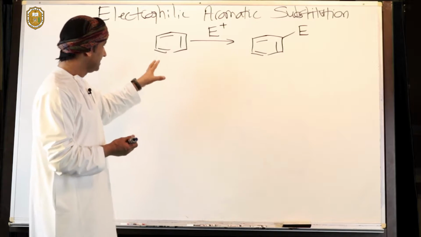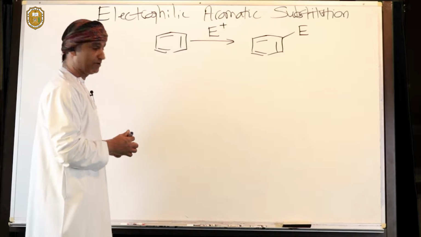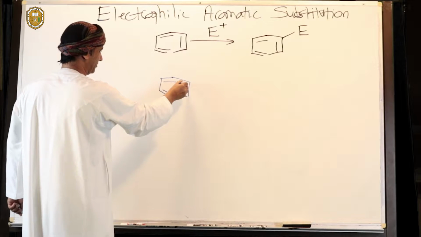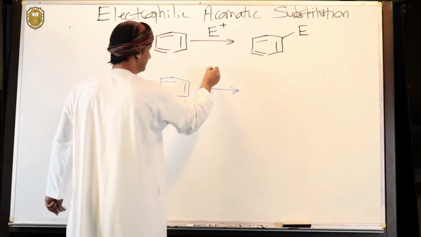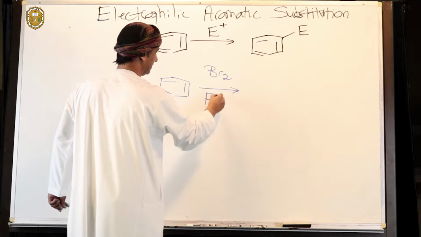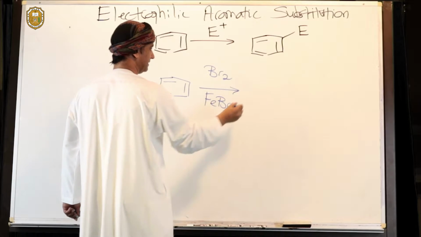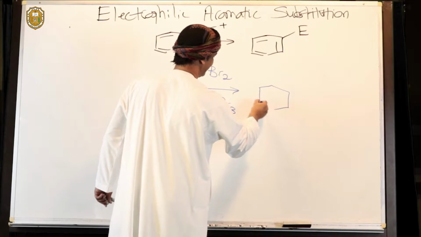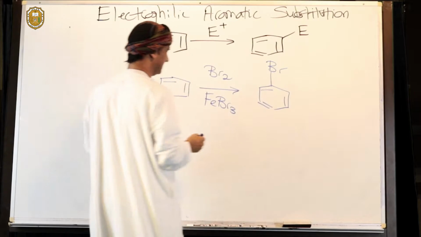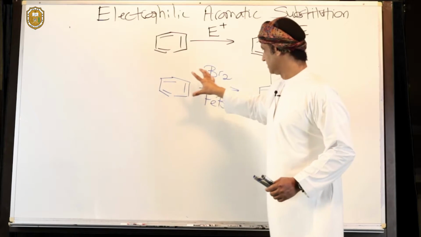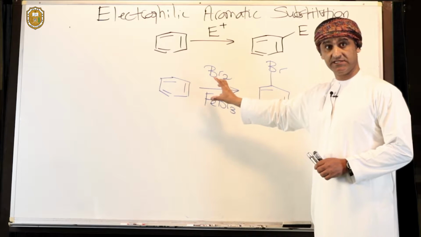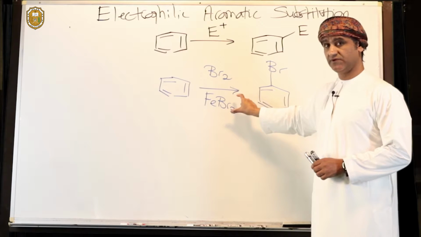Now, let's take a specific example of an electrophilic aromatic substitution reaction. If benzene reacts with bromine in the presence of FeBr3, the product is bromobenzene. This is a very interesting electrophilic aromatic substitution reaction. Benzene reacts with bromine in the presence of FeBr3.